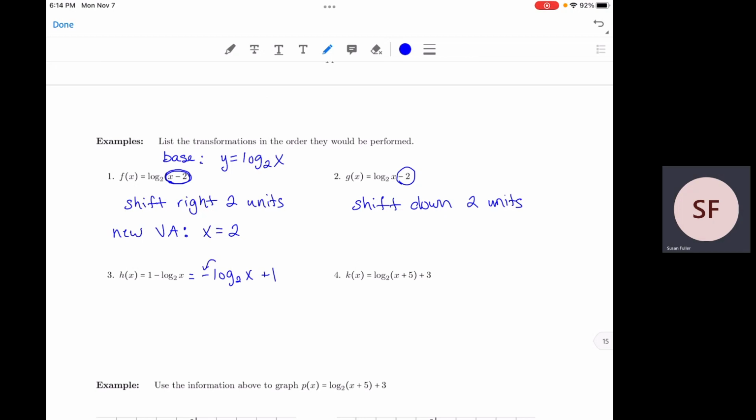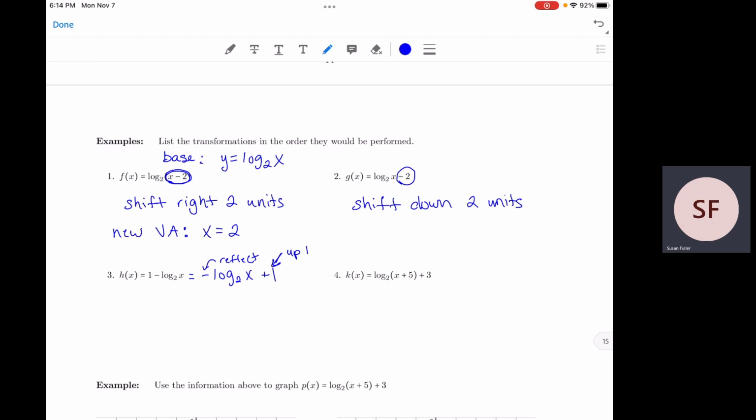This negative in front of the logarithm, that's going to give us a reflection across the x-axis. And then we have this plus 1 out here because it's on the outside. That's going to shift us up 1 unit.